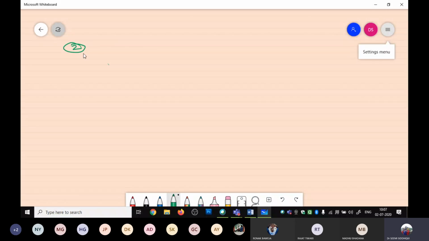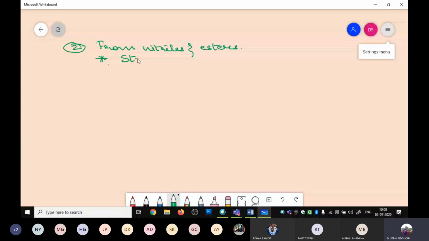Now the second thing is what? The second reaction is the preparation of the aldehydes from nitriles and esters. When you prepare them with the help of nitriles or esters, you name it the Stephen reaction.